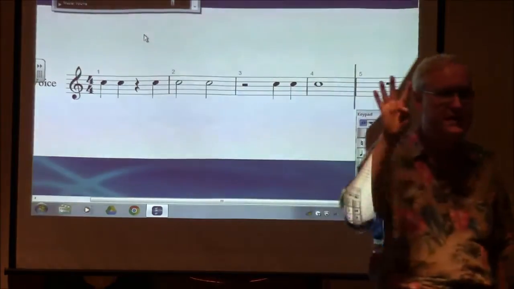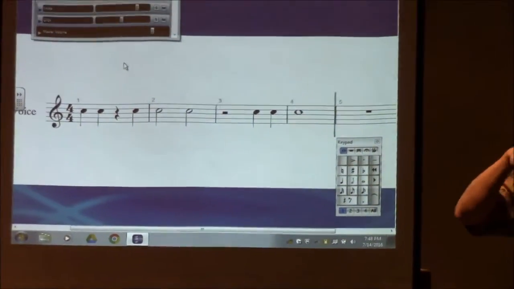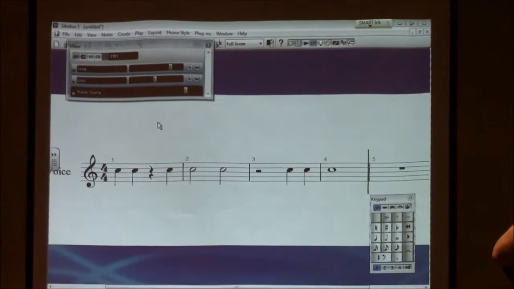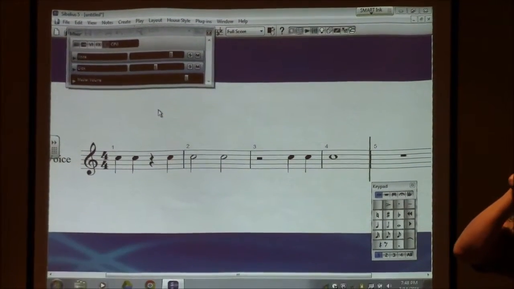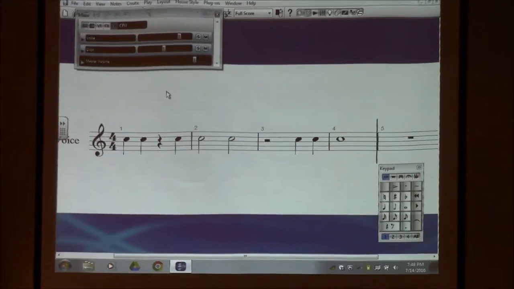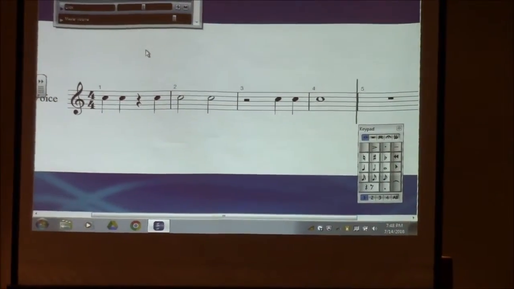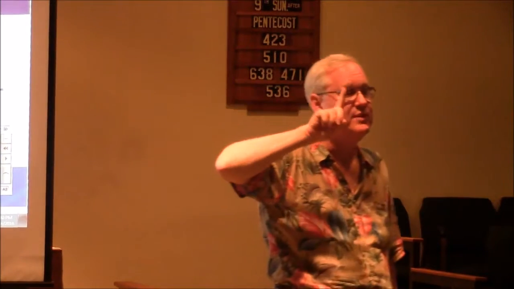4/4. 4 beats per measure. Quarter note, that's the 4 on the bottom. 4 for a quarter gets 1 beat. Top number tells you how many beats in each bar. Bottom number tells you what kind of note gets 1 beat. Let me say that one more time. Top number, how many beats in each bar. Bottom number, what kind of note we draw to represent 1 beat. And it's a quarter note in this case.